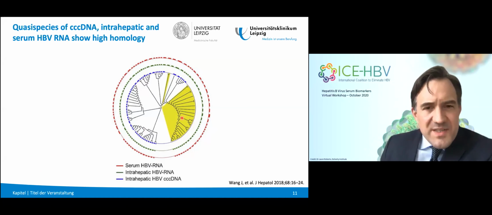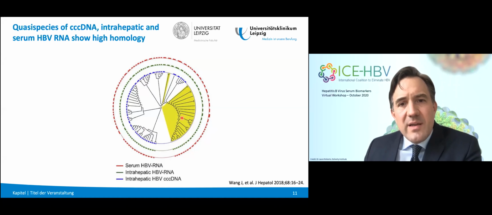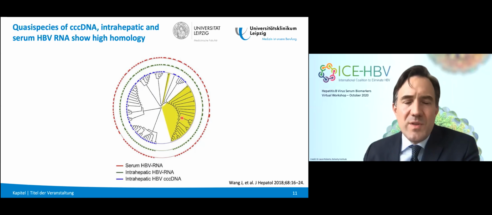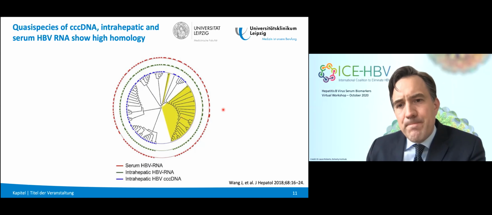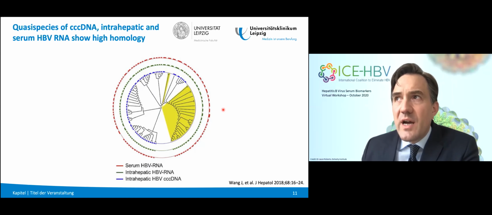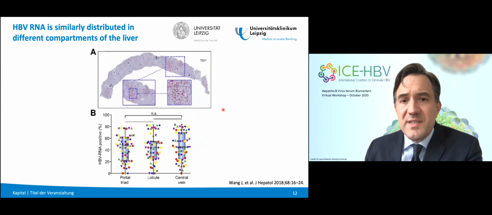So what we see in the extrahepatic compartment is very much the same as what is present in the cytosol, and this is very similar to the cccDNA sequence. Why is this important? It is important because these messenger RNAs surely undergo regulation, and it could be that they are selected by some processes that we do not know, but apparently they are a very reliable marker of cccDNA.